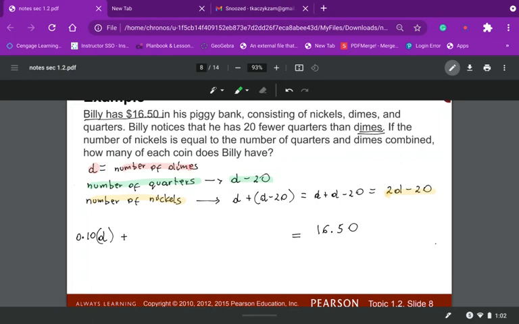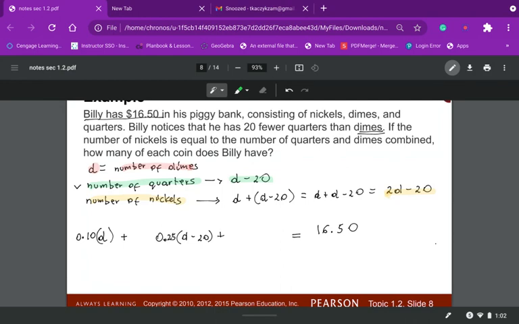Now I'm going to talk about quarters. He has D minus 20 quarters. The value of a quarter is 25 cents, so we multiply 25 cents by the amount of quarters he has. We use the decimal, 0.25.